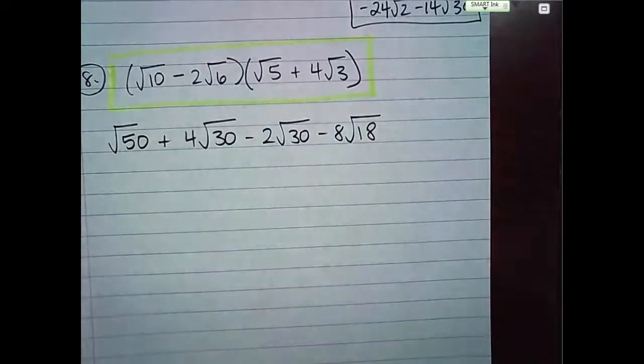Doesn't matter what order you got it in, as long as the signs are correct. Is that what you got, though? Okay, but do I need to leave it like that? No. Clean it up, yep. The 50 and the 18, clean up. Does the 30 clean up? No. Simplify it more.